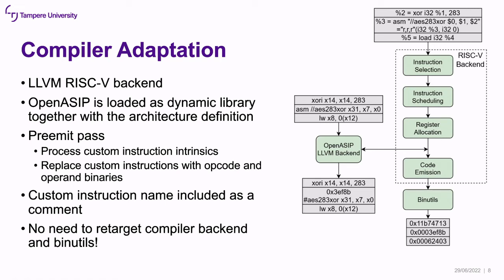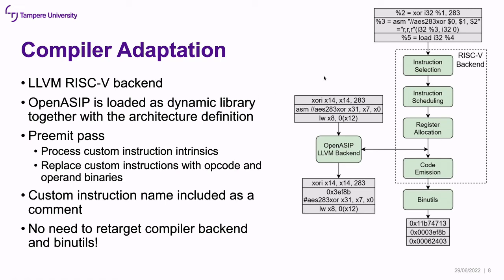To support programming with custom instructions, we implemented a retargetable compiler for RISC-V. The compiler utilizes the LLVM RISC-V backend and loads OpenASIP as a dynamic library together with the architecture definition file. During compilation, OpenASIP replaces the custom instruction intrinsics with instruction binaries just before code emission.